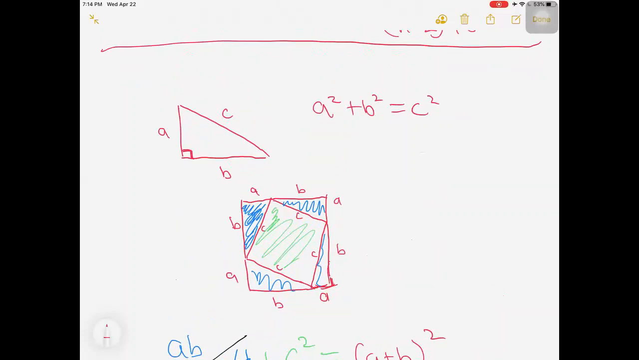Wait, how do you spell Pythagorean? I'm probably gonna mess up. I'm gonna be honest. Pythagorean theorem. Something like that.